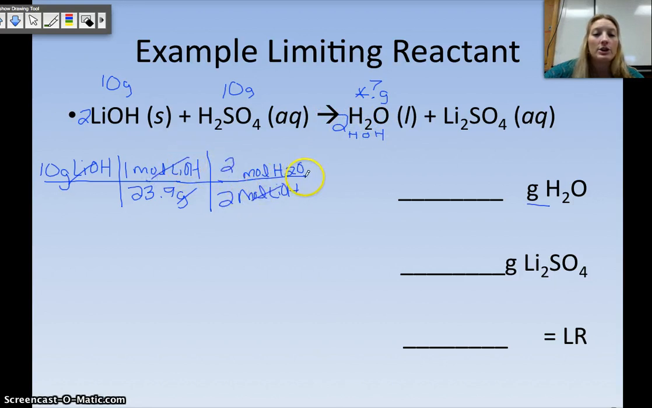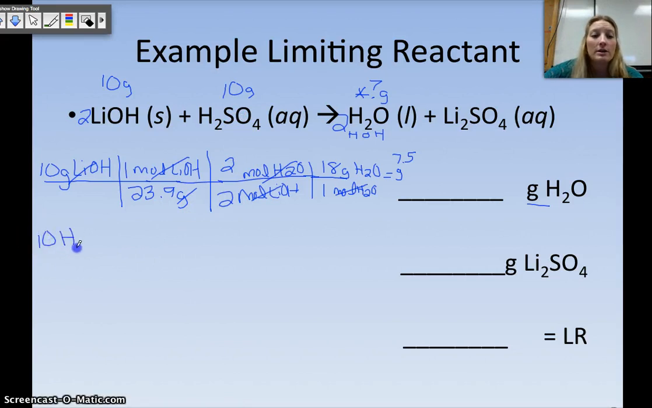Our moles of LiOH have canceled. And our last step, if we take our moles to grams, moles of H2O this time, grams, which is 18 grams of water, moles of water cancel out. And we find that our 10 grams of lithium hydroxide will allow us to make 7.5 grams of water. Okay, but because we have amounts for 2 reactants, we have to do it twice, because that sulfuric acid may not let us make that much.